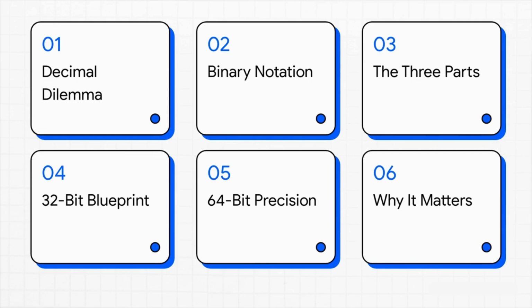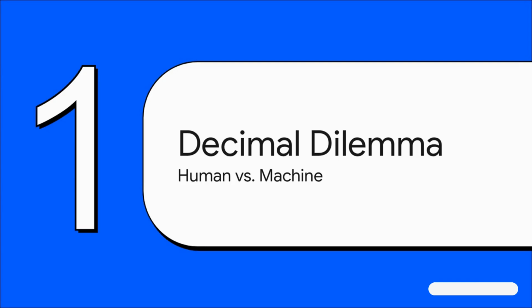So here's what we're going to cover. First, we'll look at the decimal dilemma. Then we'll dive into the big idea that solves it, binary scientific notation. We'll break it all down into its 3 key parts, and then actually build a number using the 32-bit blueprint. After that, we'll see how to get even more precise with the 64-bit version. And finally, we'll wrap it all up with why this standard matters. Ready? Let's do it.